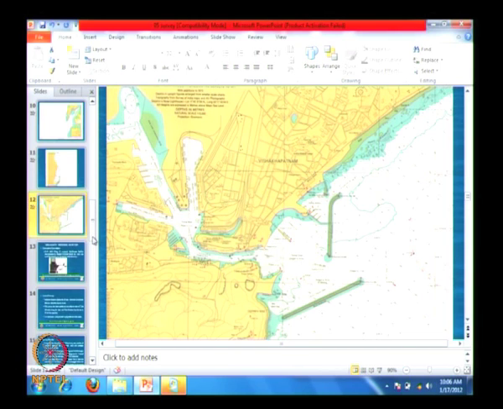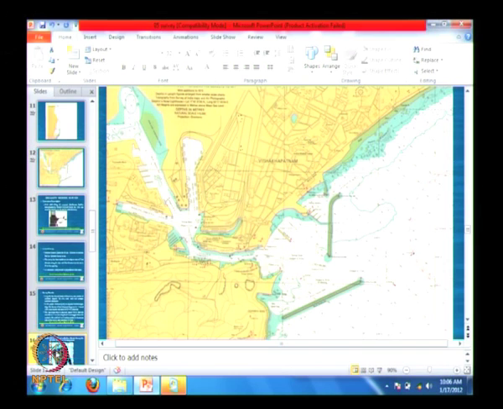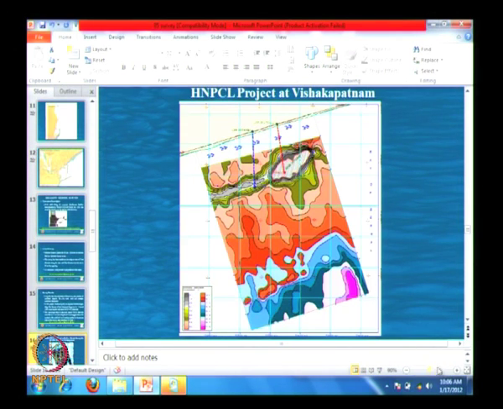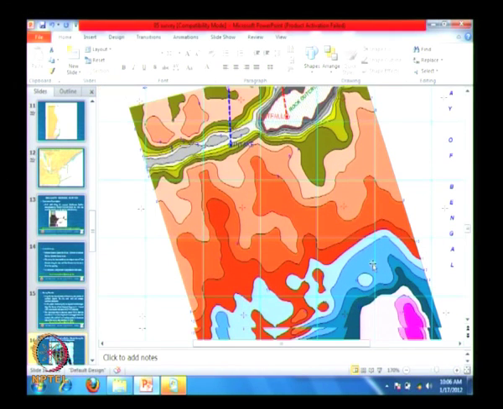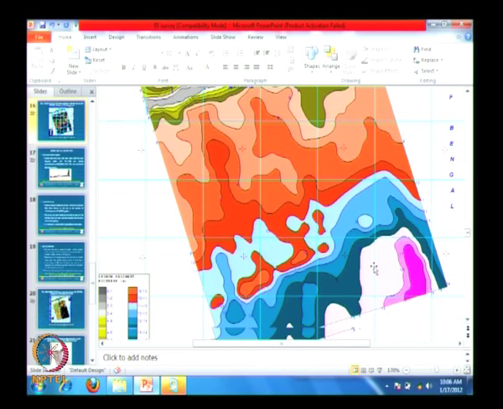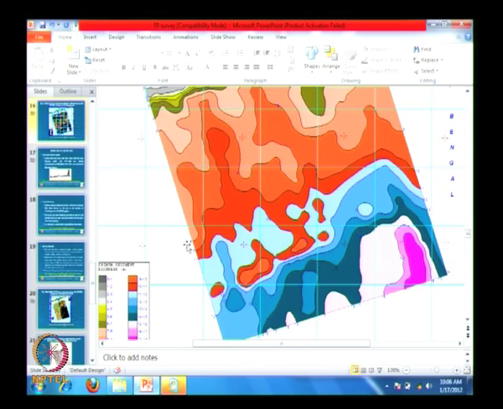Last class I was also discussing this side scan survey. I will zoom this, and here also you are seeing certain numbers. This number is 9, this number is 10, and you are seeing some color also. This color indicates 9 to 10, and this shows minimum sediment thickness. That means what you are seeing below 9 and 10 meters is hard rock. That is what it implies.